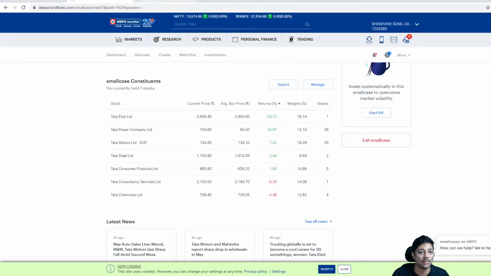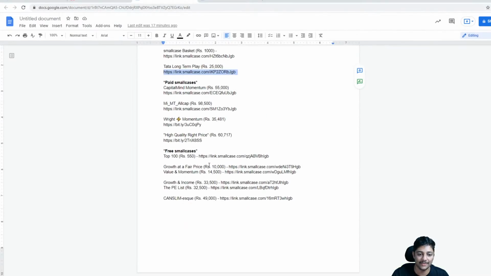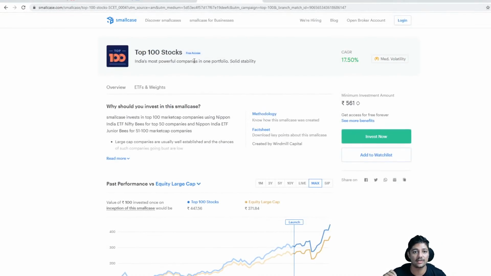Awesome. Now, let's look at what we can do next. Let me go through some of the free small cases that are there. I'm going to show you some of the free small cases for every income group.